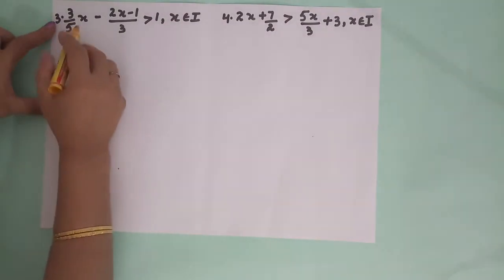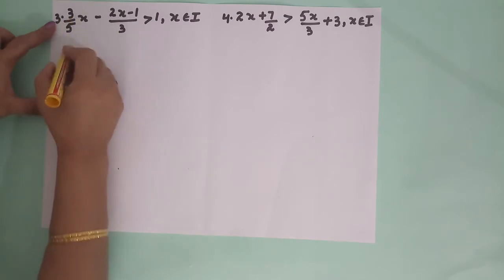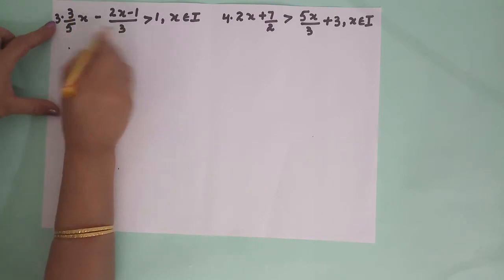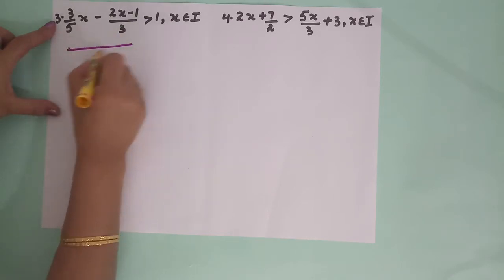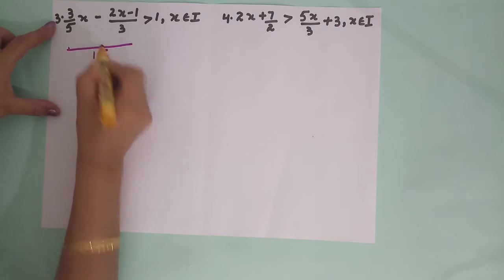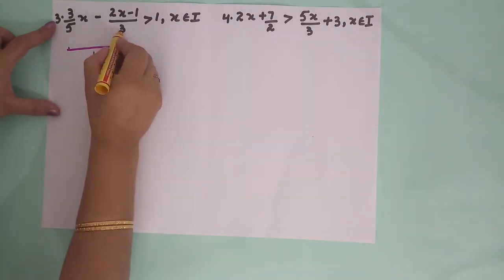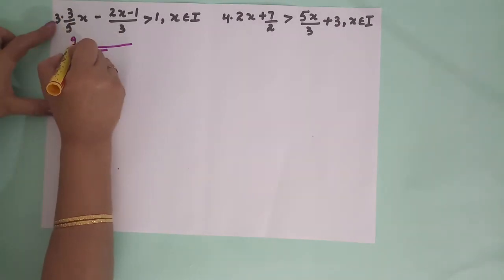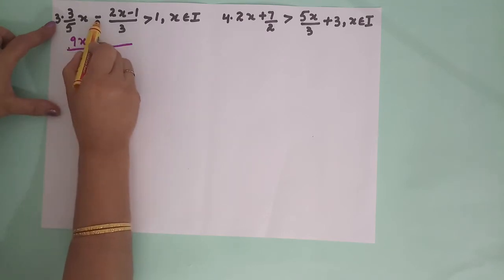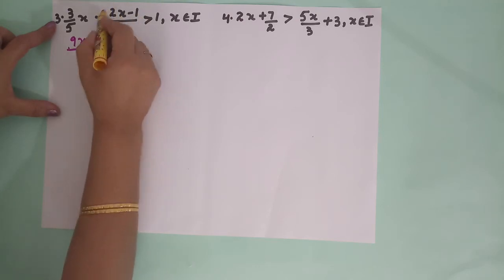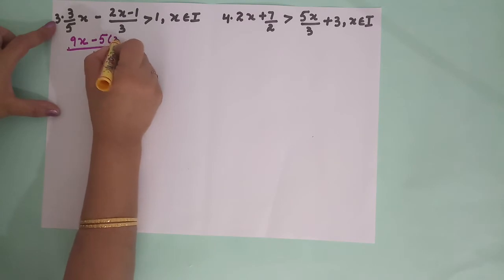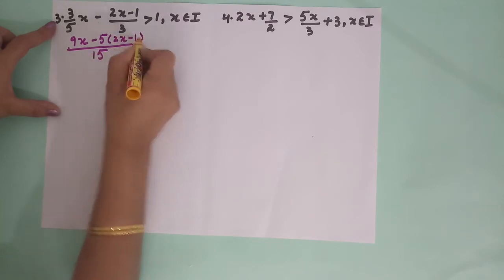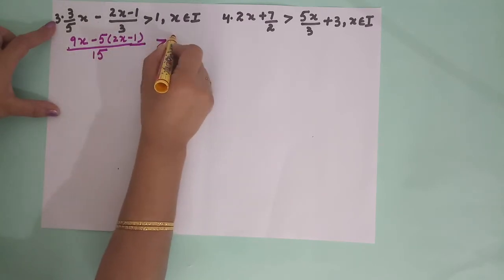Now look at this. If I have a fractional inequation like this, this is the fractional inequation. So what do I do? I take the LCM first. LCM is 15. Fine. So here 3 3s are 9x. Here we see this negative sign. Now there is an invisible bracket over here, so we will place -5 into 2x minus 1, which is greater than 1.